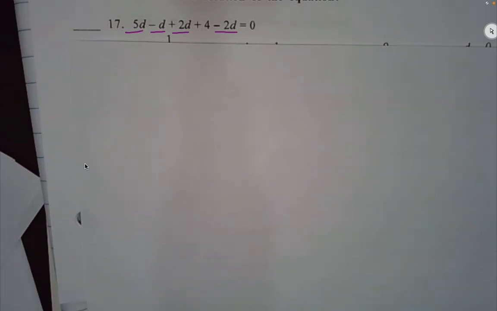Does everybody understand that? I just combine my terms. So 5 minus 1, that's 4. +2 is 6. -2 is back to 4. Does everybody get 4D? So I'm going to put 4D plus 4 equals 0. Everybody okay with that one? Now how do we solve?